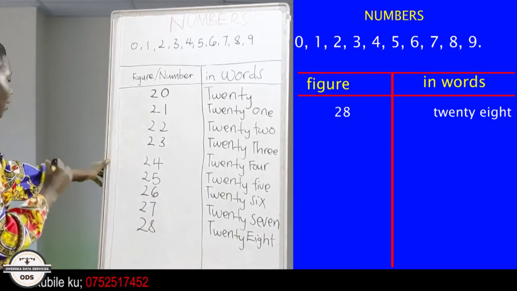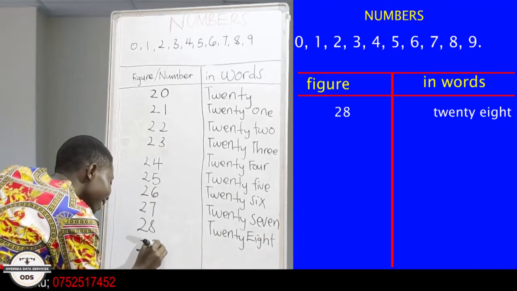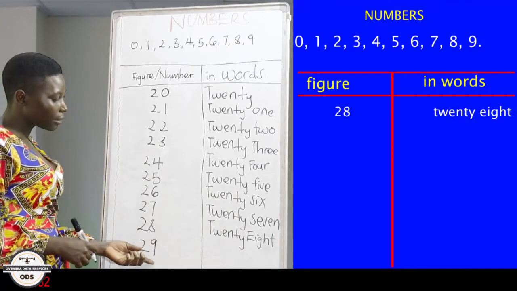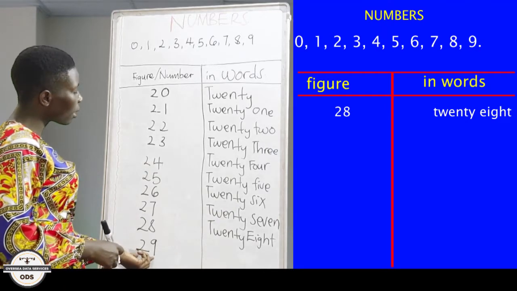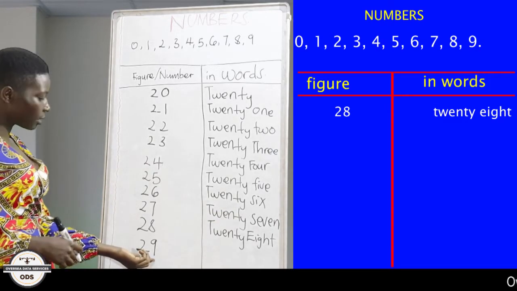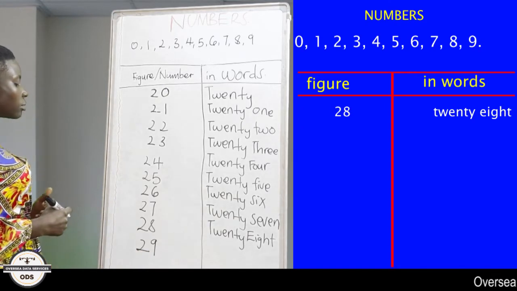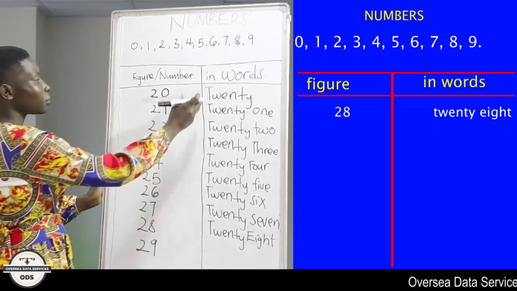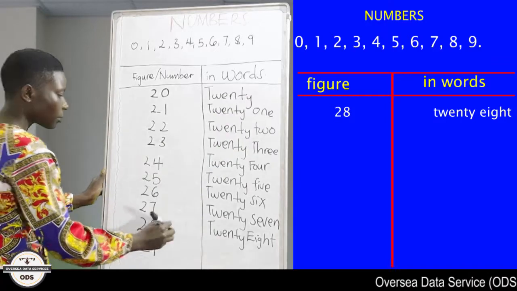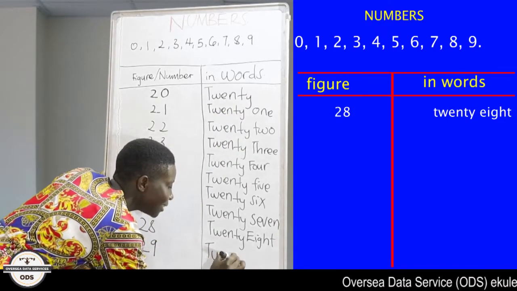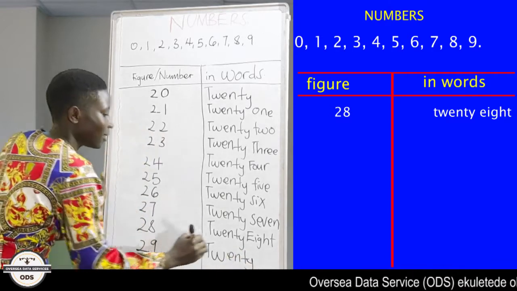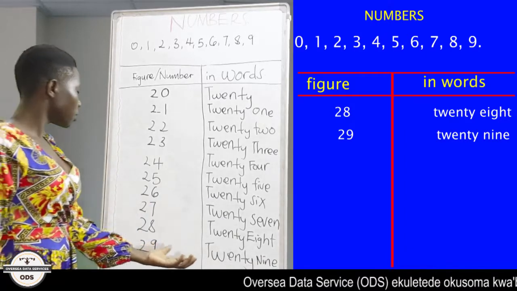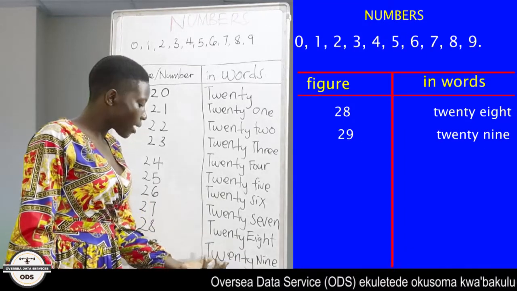Okay, we have 29, 2 and 9. We call this one 29. And how do we write 29 in words? You write the same word as I told you, then you add 9. We write it 29. That is how we write 29 in words.